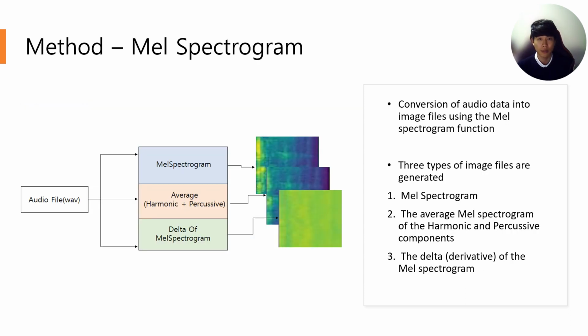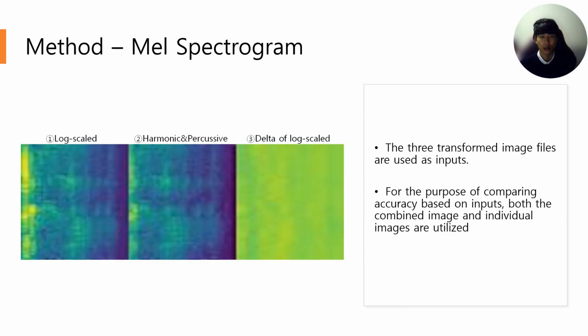We used MEL spectrogram as a way to pre-process this data. The prepared dataset is processed using the MEL spectrogram function to convert the audio file into an image file. A MEL spectrogram is a representation of a sound signal where the frequency scale is MEL scaled. For each audio data, we compute the MEL spectrogram, the average MEL spectrogram of the harmonic and percussive components, and the delta of the MEL spectrogram. The 3 transformed image files are used as inputs. For the purpose of comparing accuracy based on inputs, both the combined image and individual images are utilized.